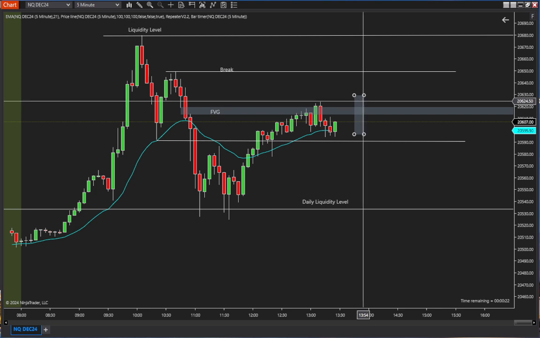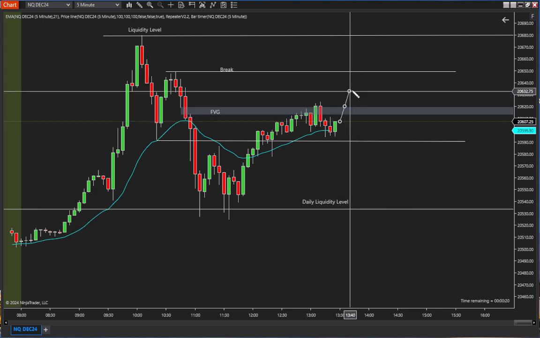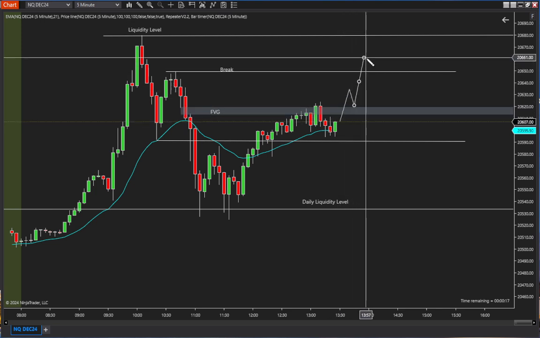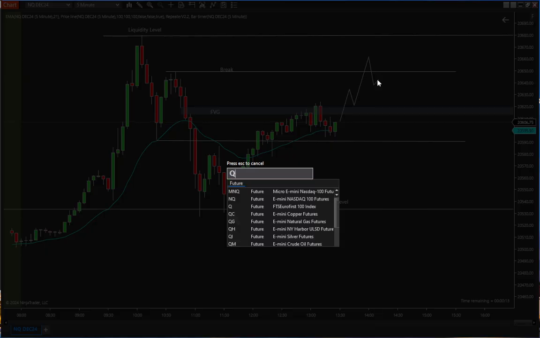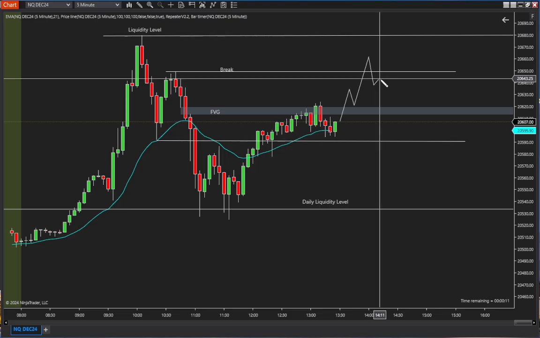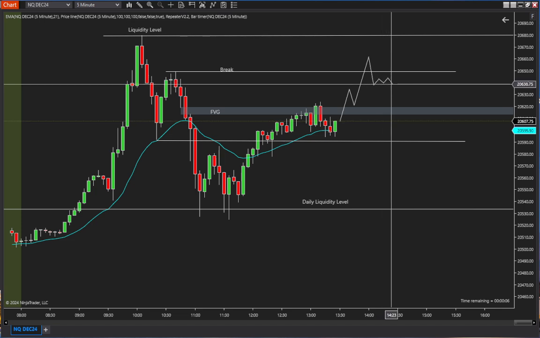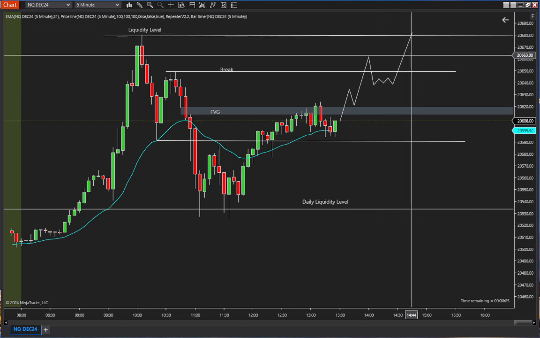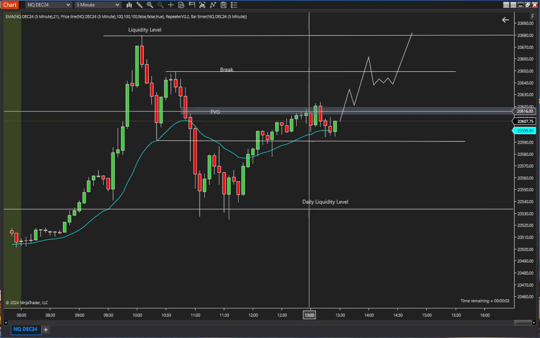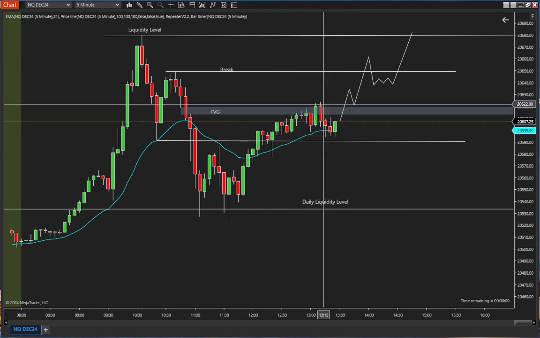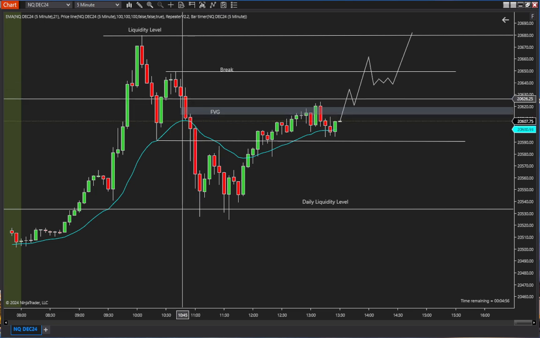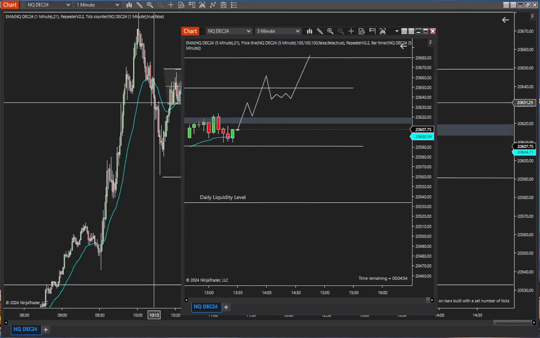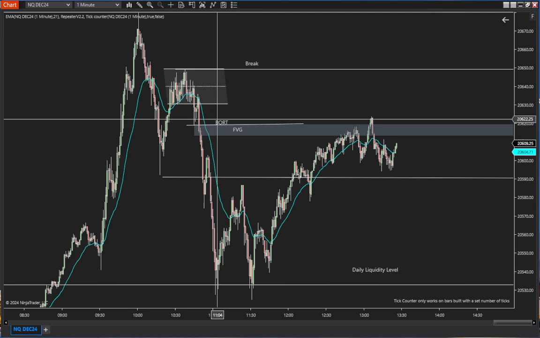So what I would expect, if we do break above here, we hold, break this, we might get that little pullback. And then we can continue. But don't chase. 18 level, you can see it. Clear as day, fair value gap for those that like trading those. But it's also, and what I was watching, is my BORT.